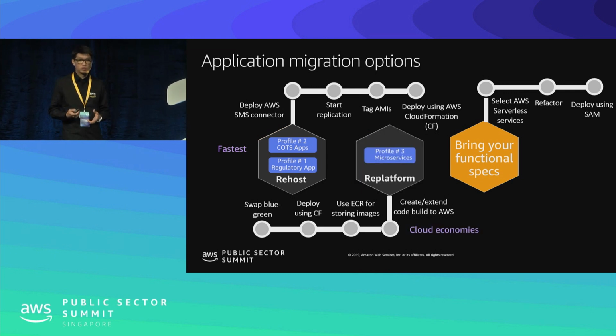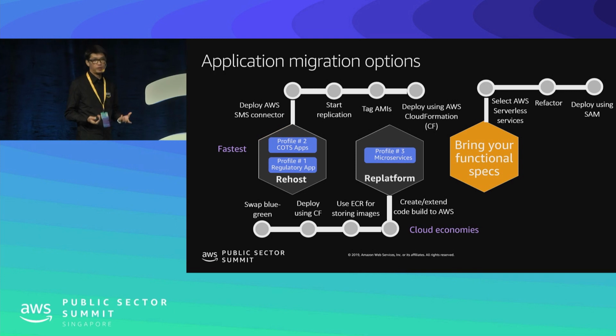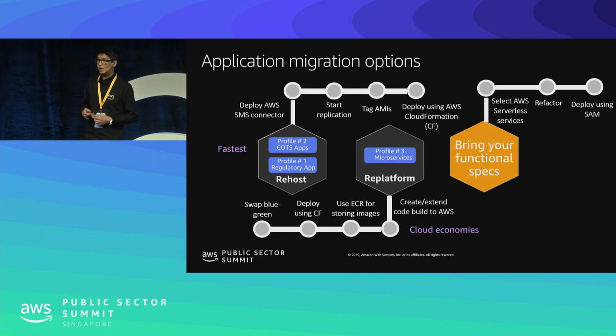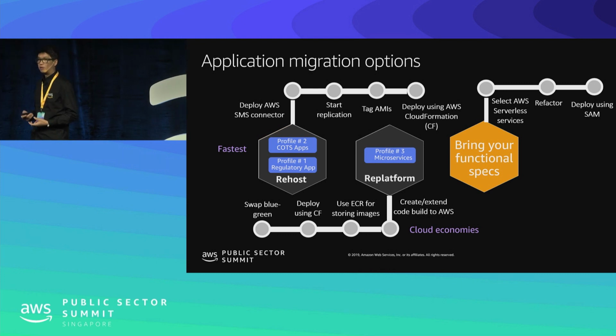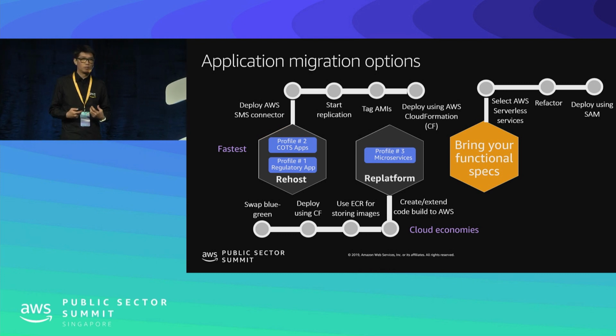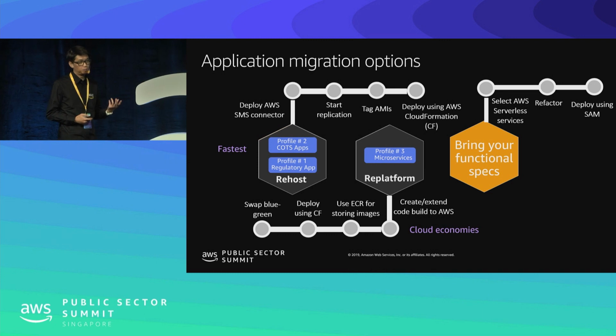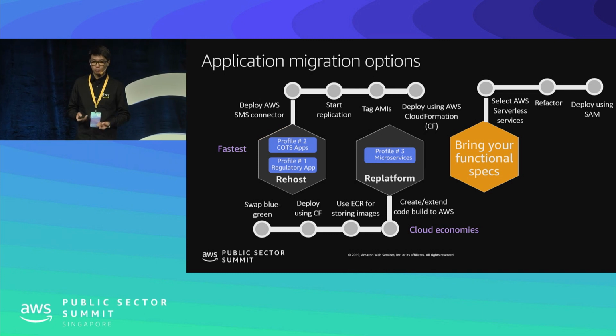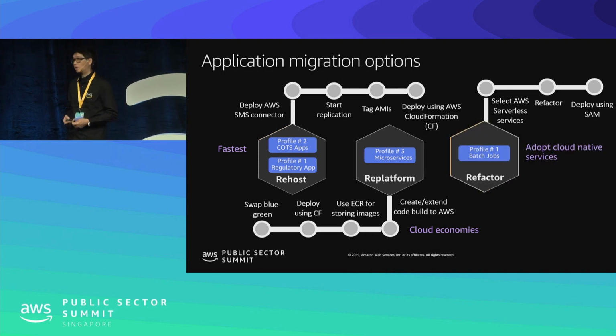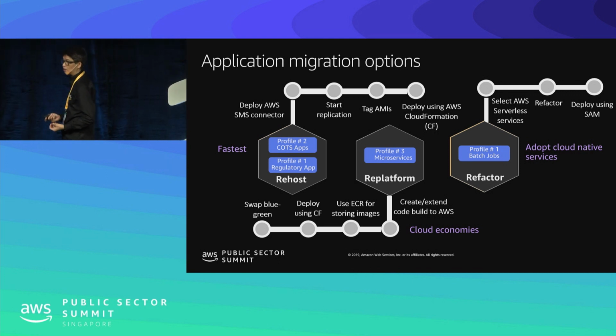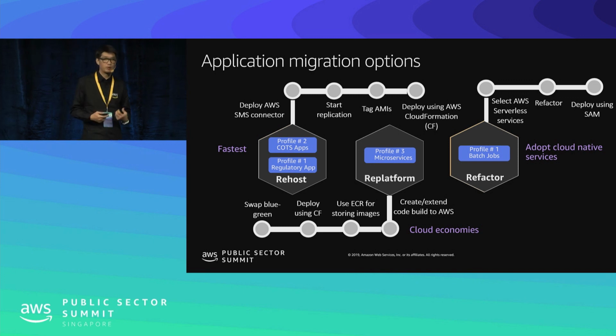What if you have microservices? You have REST APIs, you have containers. You can publish those containers onto ECR, and using CodePipeline and CodeDeploy, deploy onto a microservice architecture. Lastly, you may want to refactor applications so that you leverage cloud-native services like Lambda, API Gateway, ECS, or EKS.